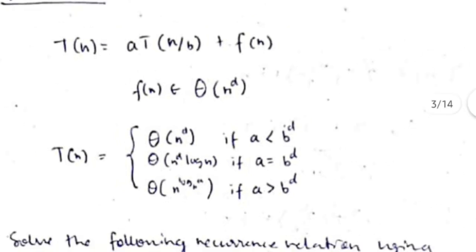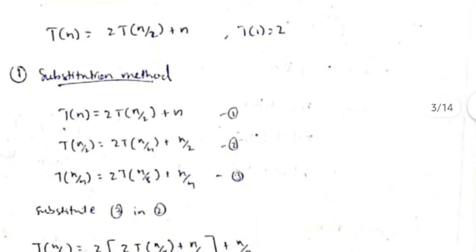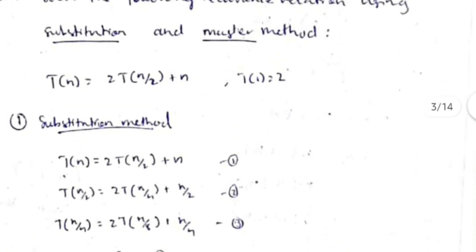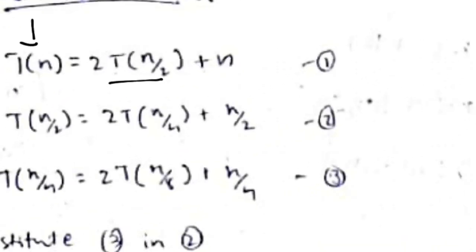Let's see it by an example. This is the example here. In this example, first we'll try to solve by the substitution method, and after that we'll solve by the master method. In the substitution method, T of n is given to be 2 times T of n by 2 plus n. T of n is given here, we'll write it first, then in the second line we'll write what T of n by 2 is. Substituting n by 2 here, we get 2 times T of n by 4 plus n by 2.